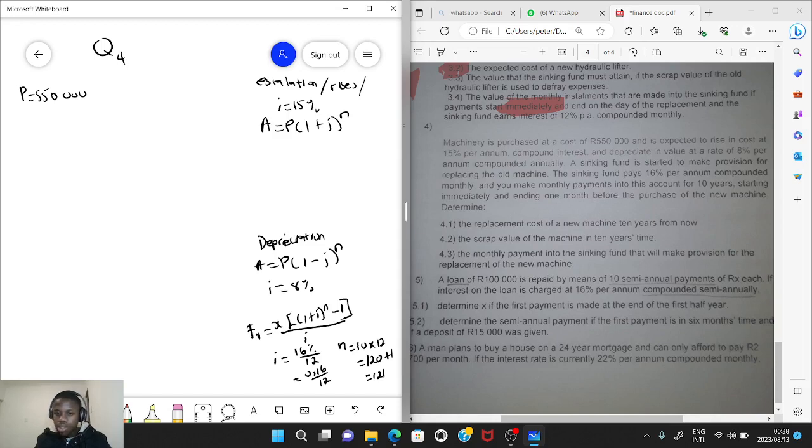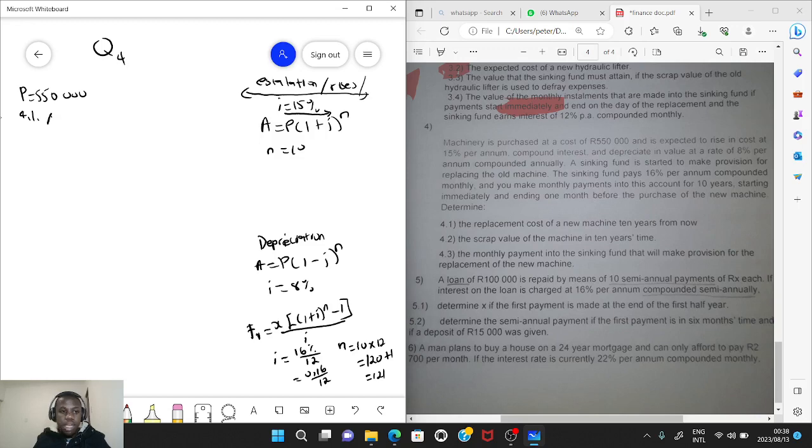The first thing we have is question 4.1, where we are asked to calculate the replacement cost of the new machine 10 years from now. Now we are calculating the new cost. We were told that the cost is going to rise, and we want the new cost in 10 years' time. My n in this case will be 10. Because it rises at an interest of 15% per annum, I don't do anything to my n, because they said compounded annually, per annum.